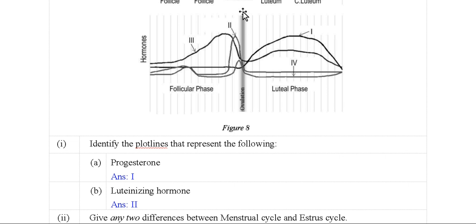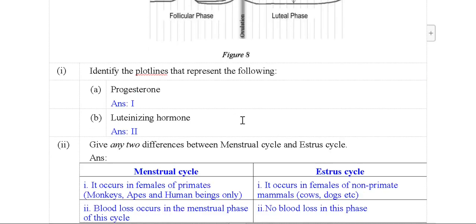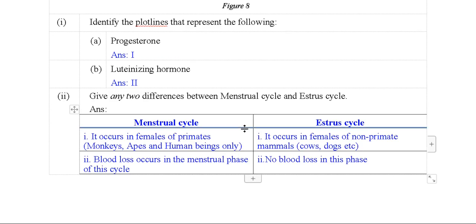Why is luteinizing hormone number 2? Because ovulation is also known as the LH surge, meaning LH is at its peak level. Thus number 2 is the luteinizing hormone. Next, give any 2 differences between the menstrual cycle and the estrous cycle. That means what are the main differences between these 2 kinds of cycle.